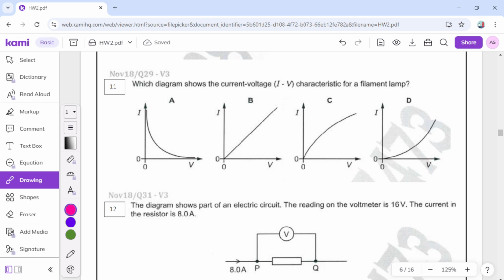Which diagram shows a current-voltage characteristic for a filament lamp? As I said, for a filament lamp, as current increases, temperature increases, so resistance increases. Now we have a curve because resistance increases, so the curve must be toward the voltage. Because as you know, in this case, R is a change in volt over a change in current, okay?